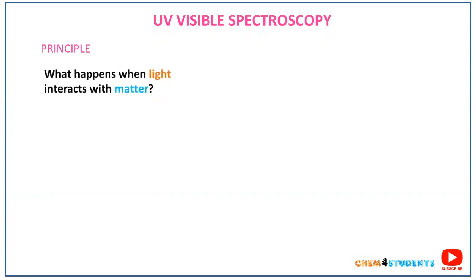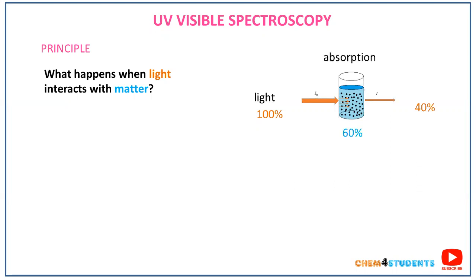Let's see what happens when light interacts with matter. If you are passing 100% light through the sample solution, only 40% light will be transmitted. The remaining 60% of light will be absorbed by the sample solution. It is mainly due to the sample components present in the solvent.